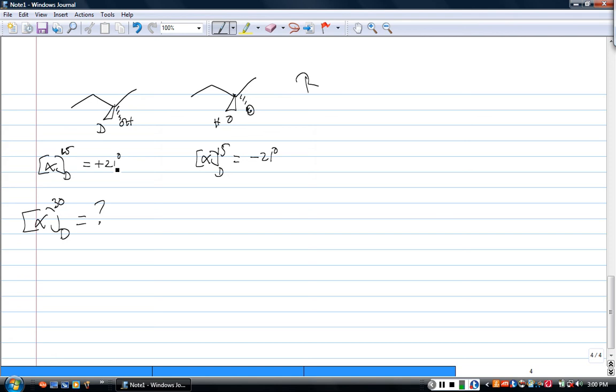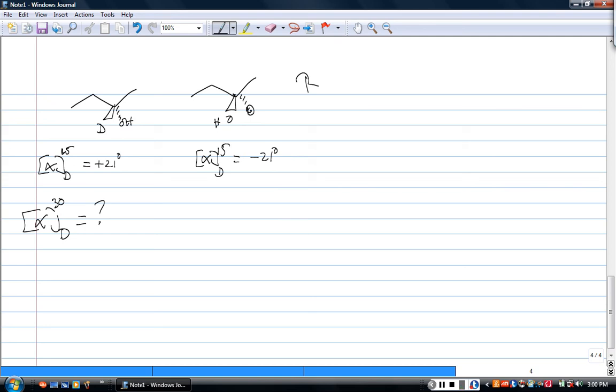So while there is no link between configuration and direction of rotation of plane polarized light a priori, once I know the relationship between R and the direction of rotation of plane polarized light, then I know what the S enantiomer is going to be.